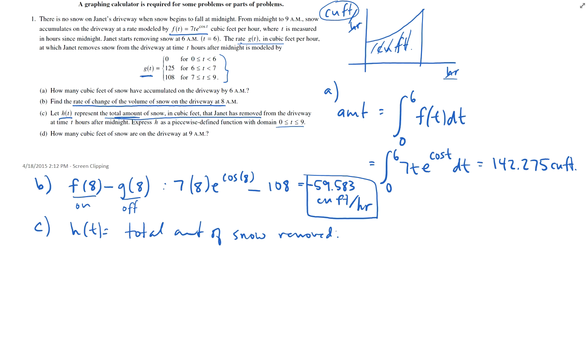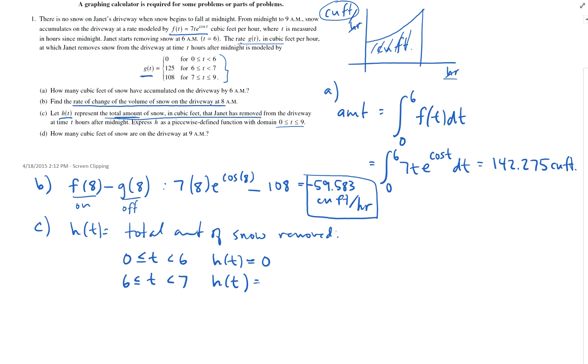Good, none. So we'll say, do it like this. From 0 less than or equal to t less than 6, h of t equals 0. Okay? Then we want to say, okay, from 6 to 7, how much has she removed? So from 6 up to 7, how much has she removed?